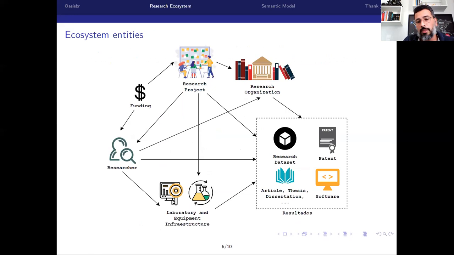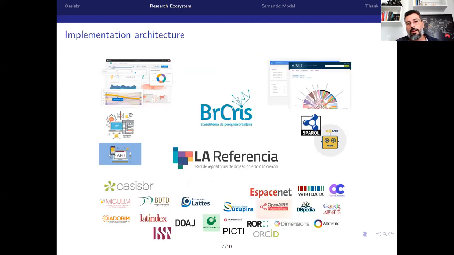And we are also building our own national CRIS, that involves many entities of the research ecosystem, not only the results where Oasis BR is focused, but also the researchers, the laboratories and equipment, infrastructure, the funding, the research projects, and the research organizations. And the BR CRIS, the name of the national CRIS, is also based on the La Referencia platform.